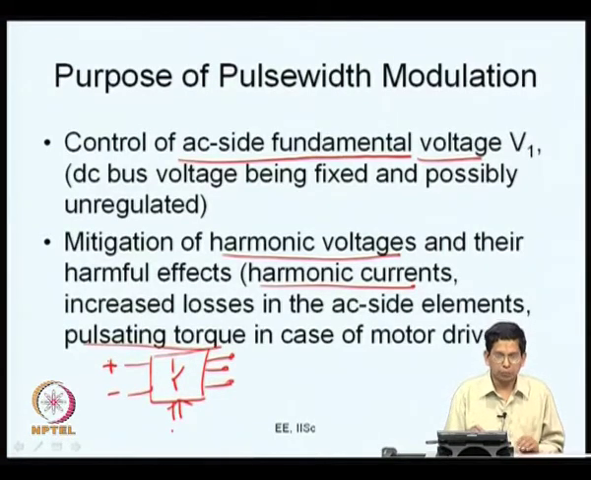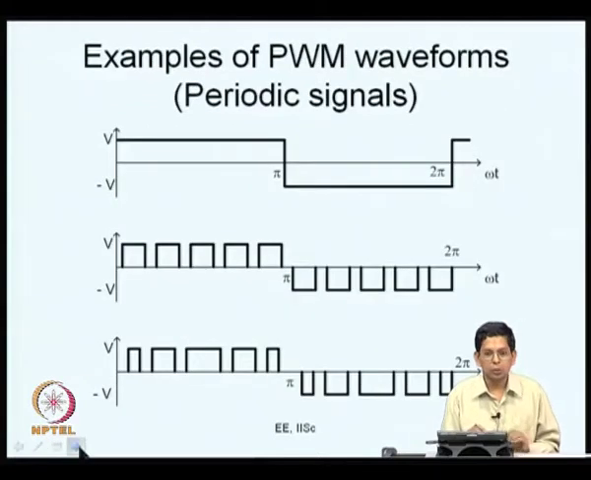The second purpose of pulse width modulation is to reduce or mitigate these harmonic voltages, or at least one or more of their harmful effects. These are the two broad purposes now, and we are going to quickly review whatever we saw in the previous weeks.